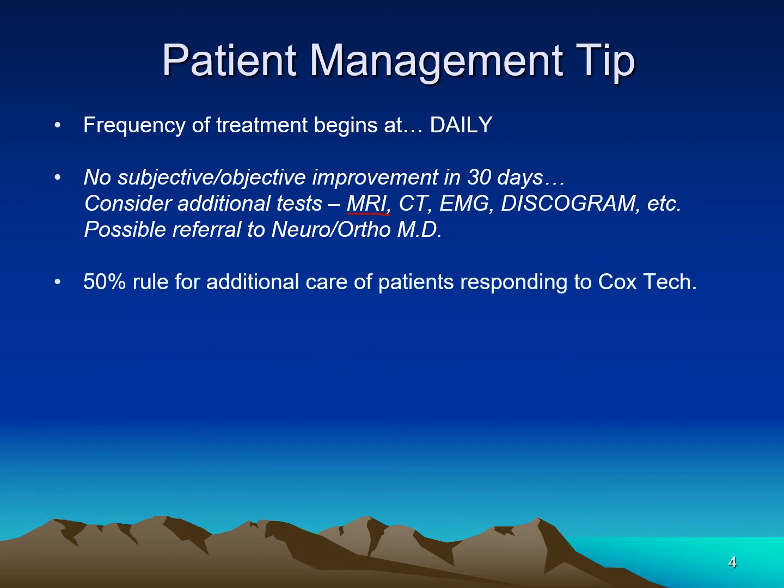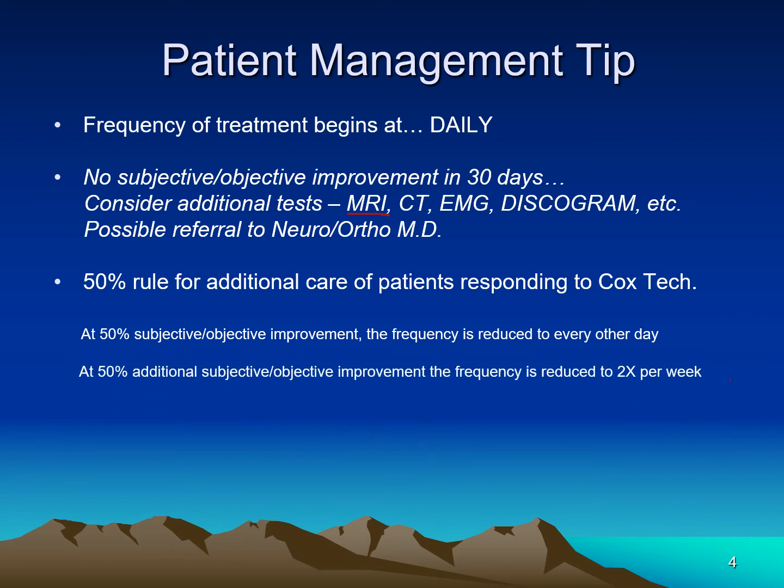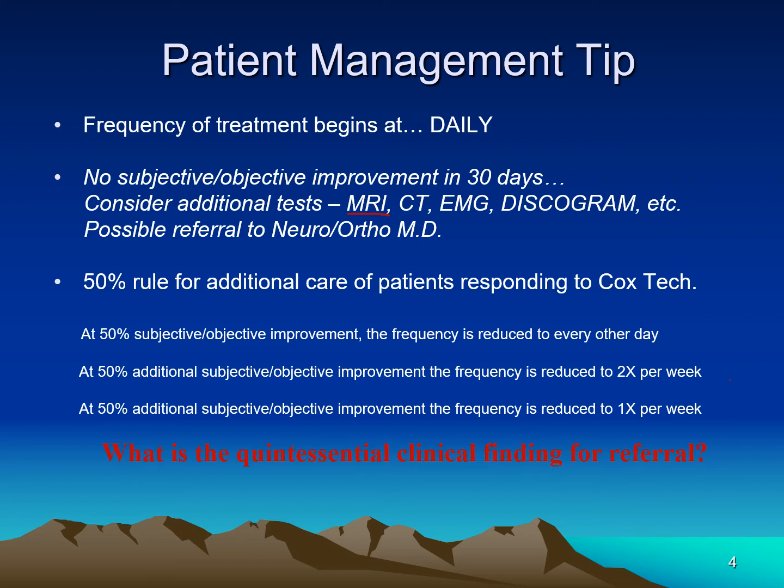Once the patient begins to respond at the 50% improvement point, we then reduce the care of the patient from daily to every other day. And we continue on that reduced frequency basis every time the patient is subjectively and objectively improved by another 50% until we work them out of the office or onto some type of maintenance care. It's about a 90-day journey, somewhere in that range.